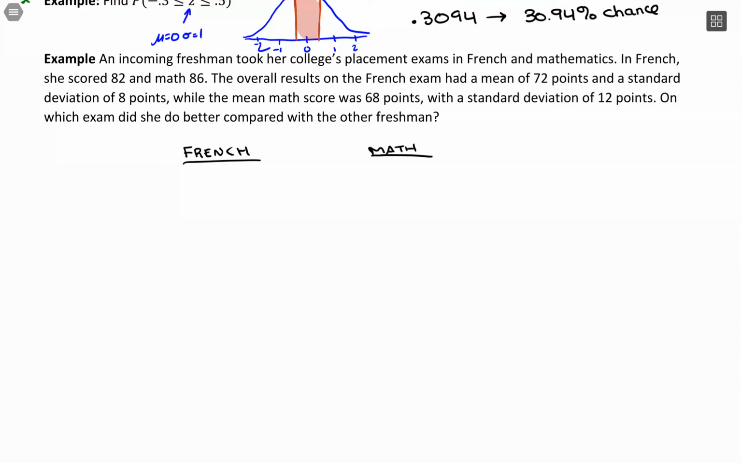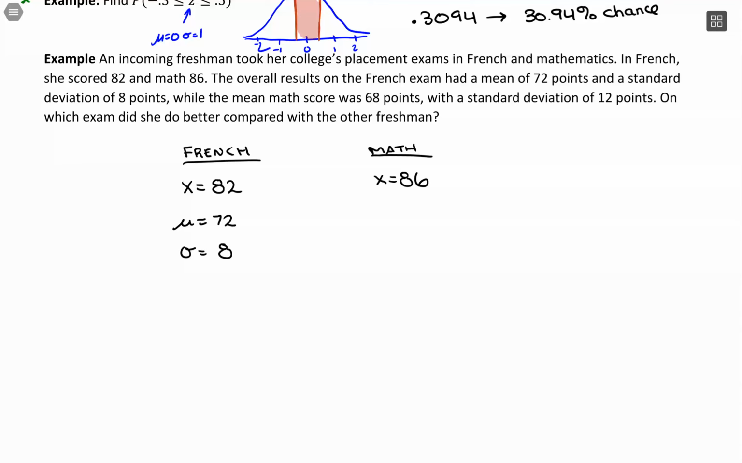It's coming from the event that you're actually seeing. So like we're comparing this freshman's results to everyone else. So like she had a score of 82 on the French test. So that would be her X value. And she had a math score of 86. So that would be the X values because those are specific to her, a specific event that we want to compare to. So for the French exam, there's this overall average of 72 points with a standard deviation of 8.